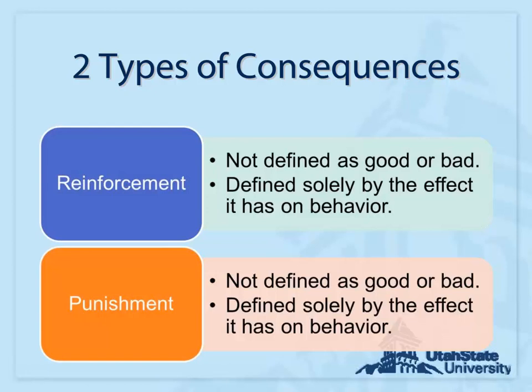If I give you candy as a consequence for a behavior, and that decreases the future probability of that behavior occurring, then the candy functions as punishment. However, if the same candy increases the future probability of behavior, then it was reinforcement. Punishment and reinforcement have absolutely nothing to do with what the consequence looks like. They are defined purely by the effect they have on behavior.